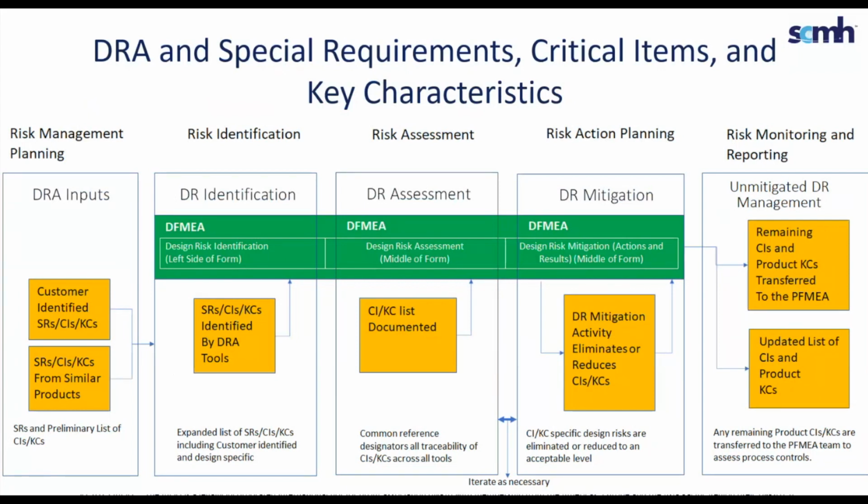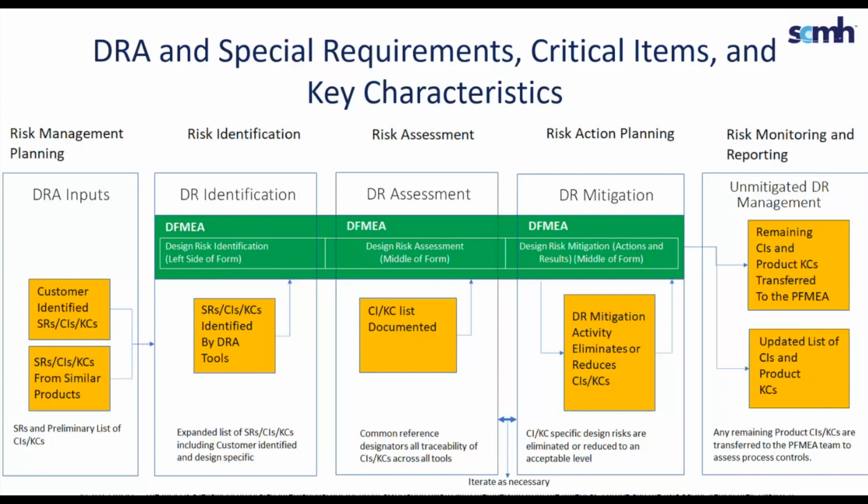Now, as shown on the previous slide, one of the outputs of DRA is a communication of critical items, or CIs, and key characteristics, or KCs, to the PFMEA for evaluation for process CIs and KCs. One of the 9145 requirements is to identify special requirements, or SRs, CIs, and KCs. The DRA plays a vital role in the identification of these from both the customer as well as those identified specific to the product design.